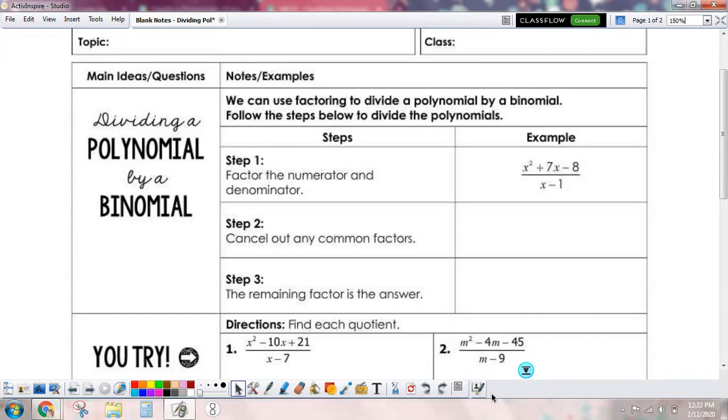All right, so now we're talking about dividing a polynomial by a binomial, and there are 3 easy steps that you can use to do this. Step 1 is to factor your numerator and denominator. Right now our denominator is totally factored, so we're good. We're going to just factor out the numerator, okay?